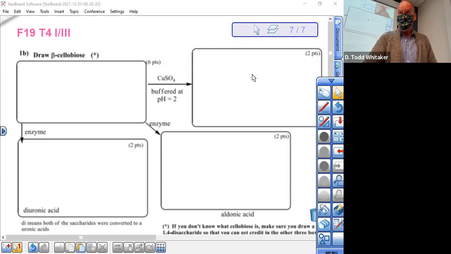Sucrose is a glucose hooked up to a fructose, and it goes with fructose being listed first and glucose next. It's an alpha 1 to beta 2 linkage. You have it in your notes. These are just words. They don't really help. Maltose, 2 glucoses hooked up, alpha 1,4.